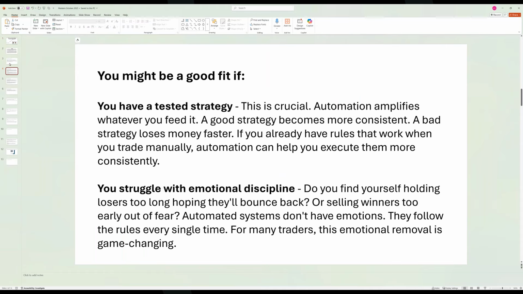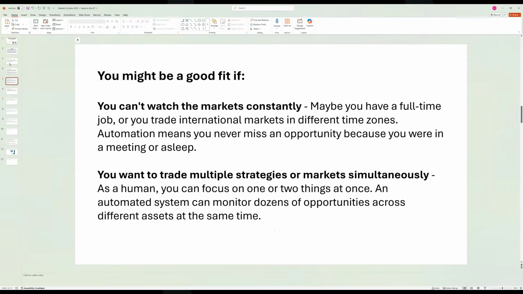I don't want to say people punch the screen, but definitely traders have their own case of emotions on a way to handle bad trades. And automation, either fully automated or even semi-automated, helps you with that emotional discipline. Maybe you can't watch the markets constantly. Maybe you have a full-time job or you trade international markets in different time zones, right?